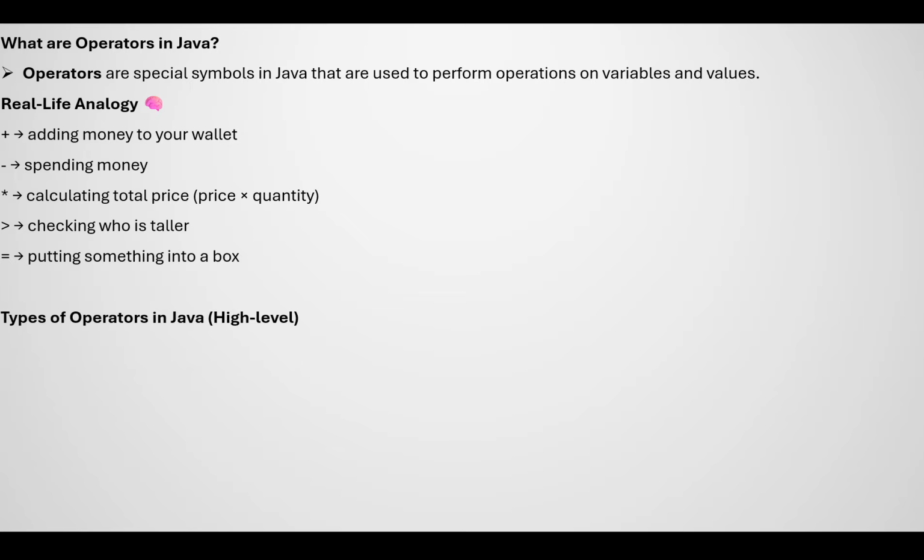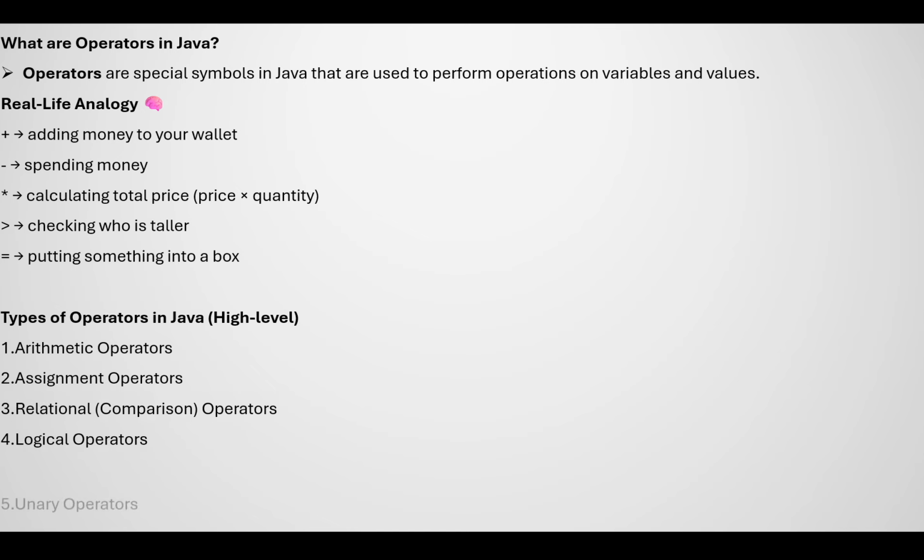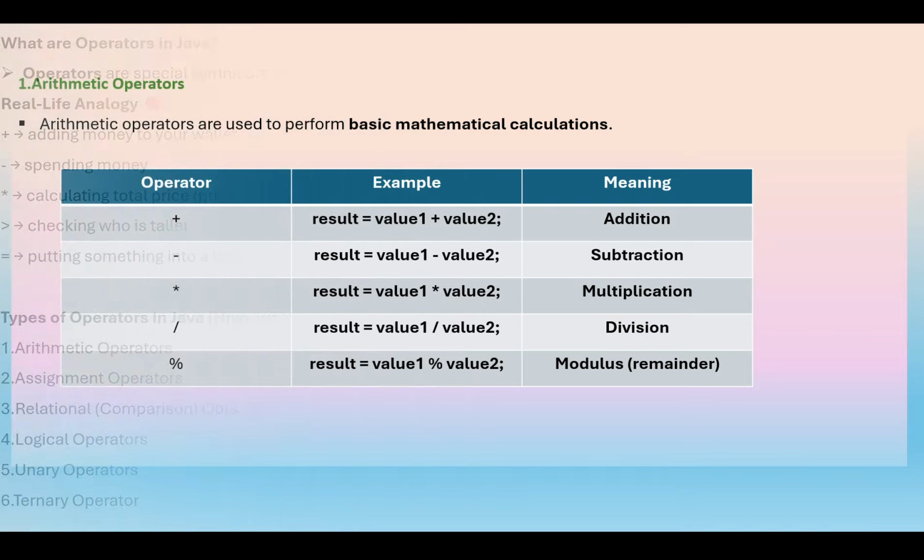Now let's see the different types of operators in Java. In total, we have 6 types. Starting with arithmetic operators, we have assignment, relational, logical, unary, and ternary as well. Now, let's try to go through them and understand one by one.